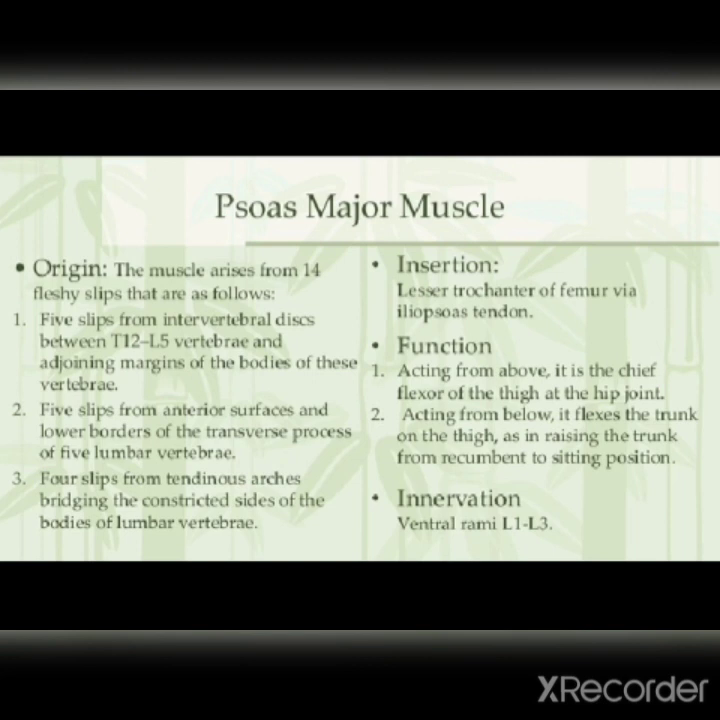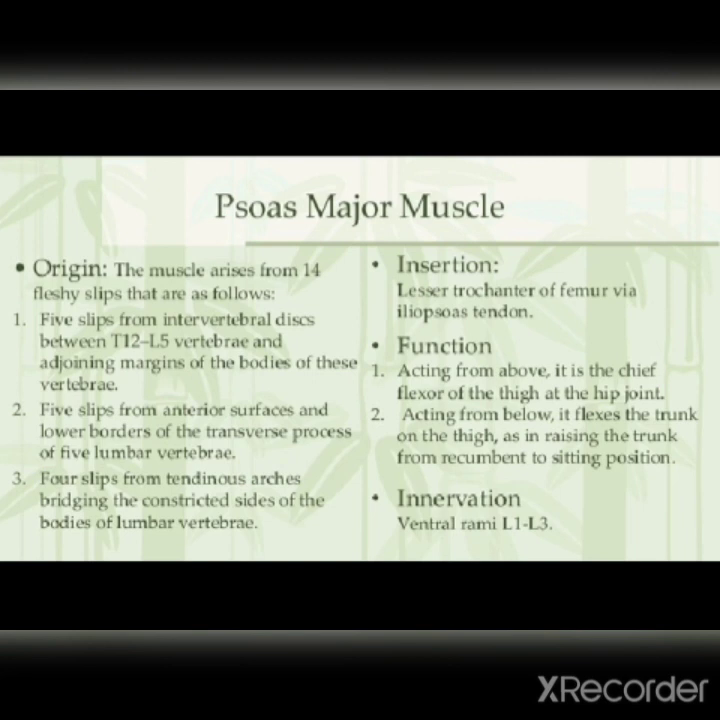So these are the origin and insertion. The insertion is on the lesser trochanter of the femur via the iliopsoas tendon. This psoas major is inserted on the lesser trochanter of the femur along with iliacus.